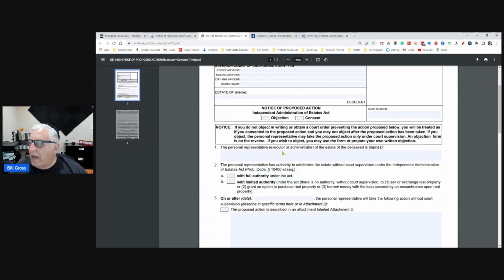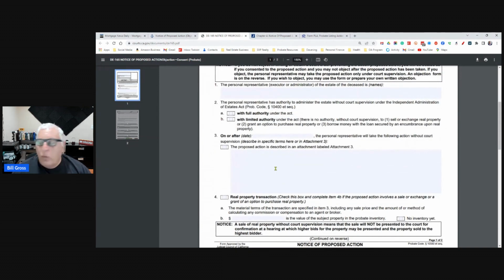This form gets filled out, and the personal representative puts their name, and they say whether they have full authority or limited. And then this is the proposed action. We're going to sell 123 Main Street for $850,000. Now, I've seen some attorneys put very limited information, just the sell price, who the buyer is, and the date they intend to close. I've seen others write a lot of detail. Why would you do this?